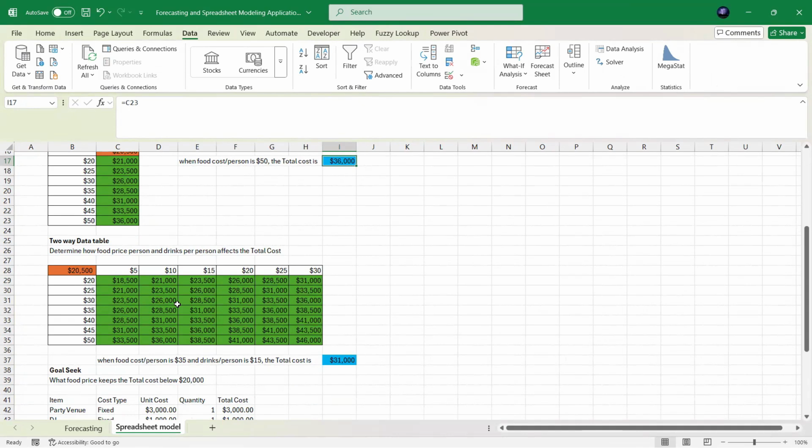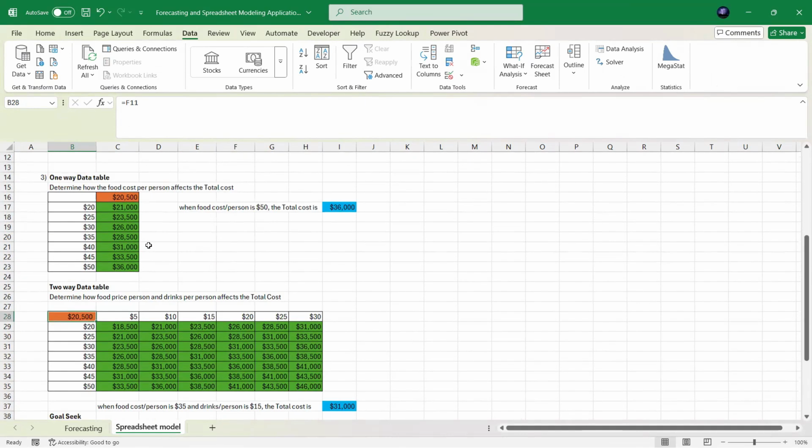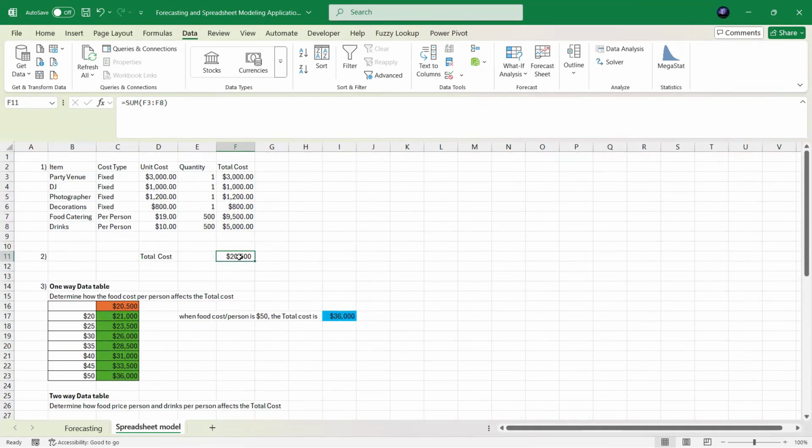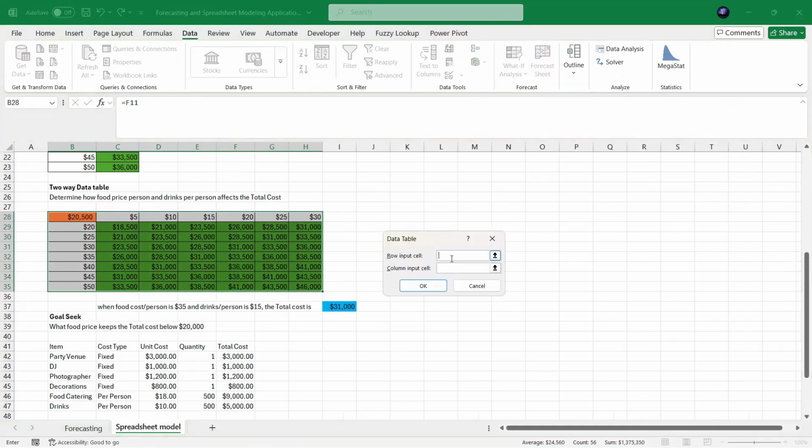Okay, then with reference to cell F11 to cell B28, I create a column of values from 20 to 50 with an increment of 5 in cell B29 to B35, and a row of values from 5 to 30 with an increment of 5. I then select the cell range B25 to H35 and go to the data table and select column value D7 and row value D8.